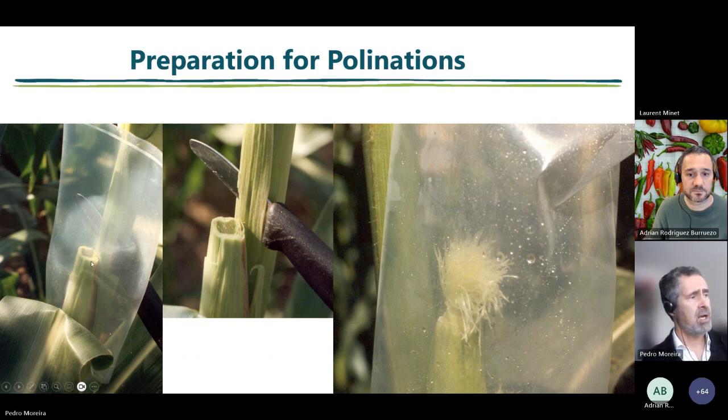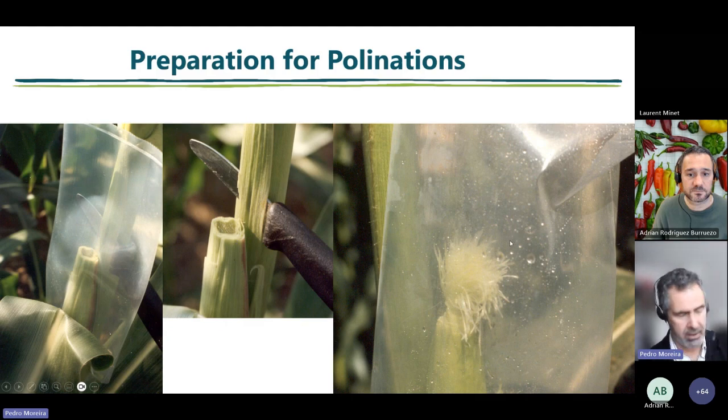Then if you want to synchronize, because remember that some come before and others come later, generally we cut the tip of the ear, because the silks will necrose and this avoids the pollen, for instance, germinating. This is generally what happens the next day. So this is what you are doing in the female.